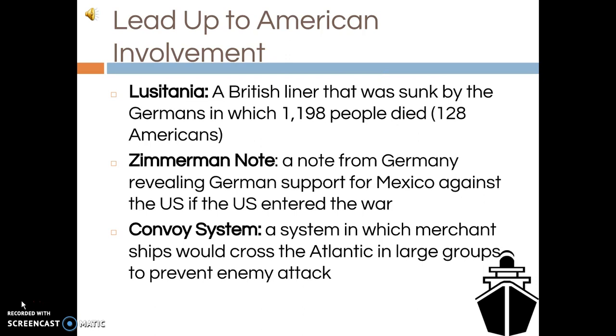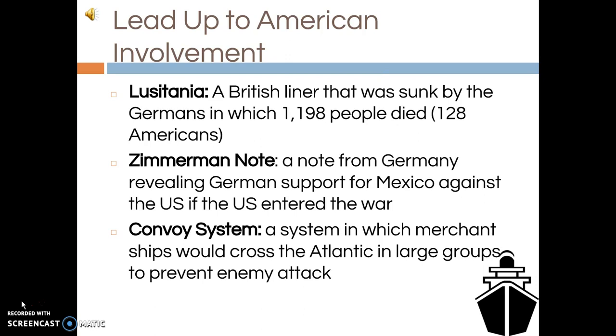The British are going to intercept that and make it public, and it's going to make the American people extremely angry with the Germans, and it's going to tip public opinion away from the Germans toward the British. So it's used as a form of propaganda to make the war, entering the war, more popular.